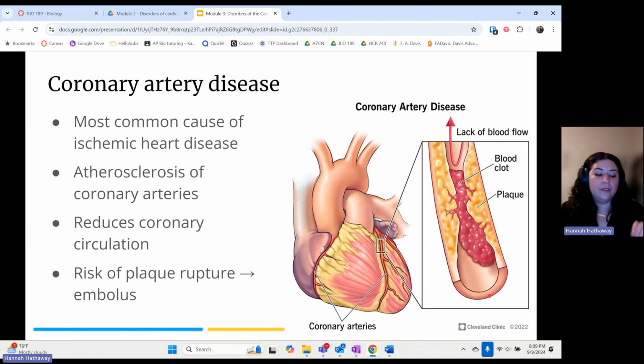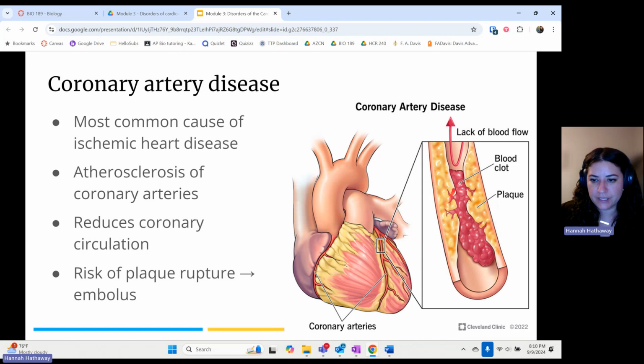Okay. There are essentially two different types of ischemic heart disease that we are going to learn about for this module. Regardless of the type, the most common cause of ischemic heart disease is coronary artery disease, or CAD, C-A-D for short. So this ties into what you learned in module two.